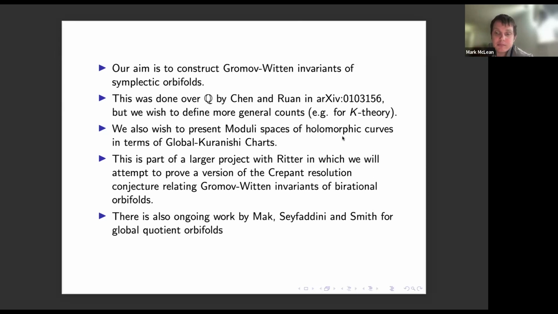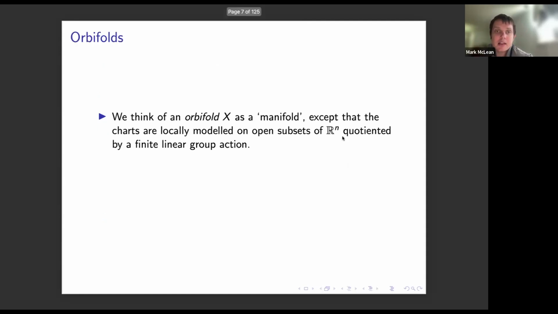Okay, so let me just remind you of some things. I'm going to be kind of sketchy. An orbifold is just like a manifold, locally modeled on R^n mod a finite linear group action. Those are the coordinate charts, essentially.